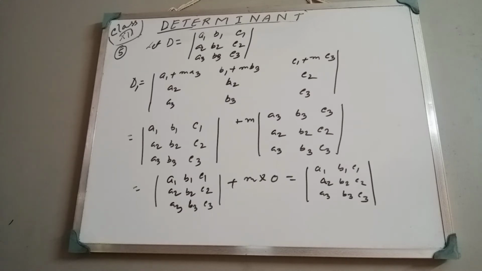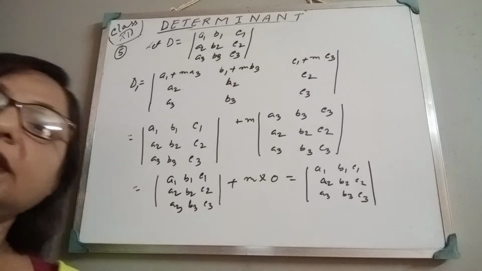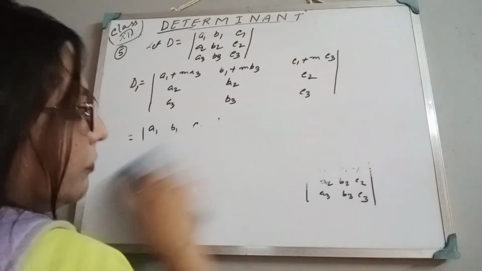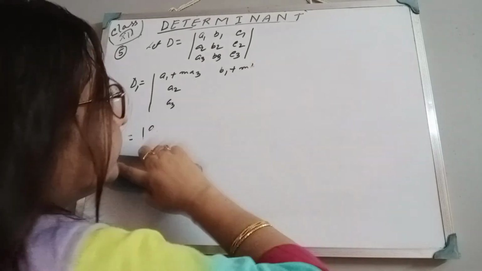Okay, now we will start the exercise. Exercise 2B. At first we will start with the 2 marks questions. Property all completed.